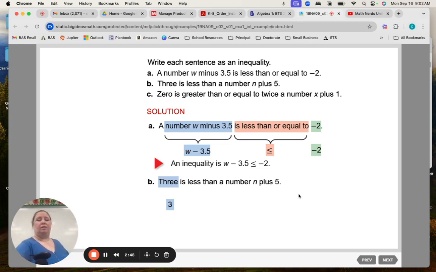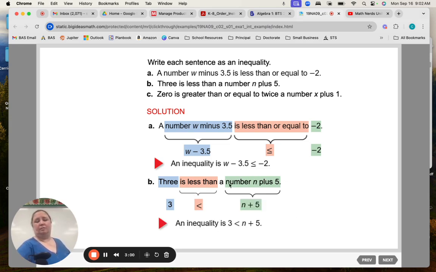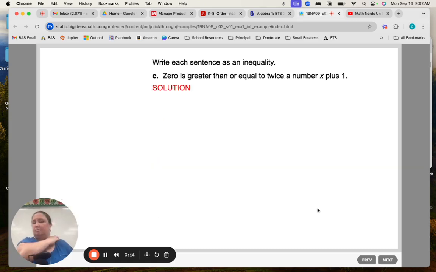So you can say 3, and then is less than? So alligator eating the egg. And then you're going to write? Plus 5. N plus 5. Now, I would have started n plus 5 is greater than 3. Either way is written correctly. Just so you know.